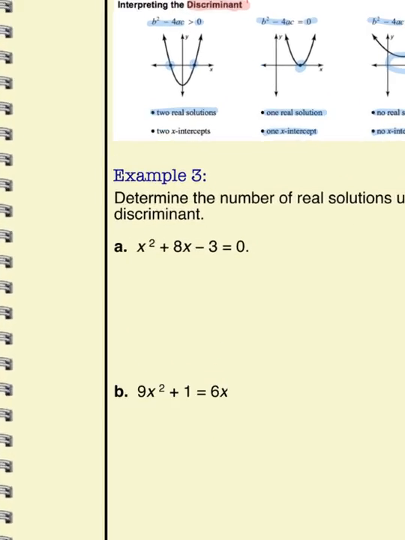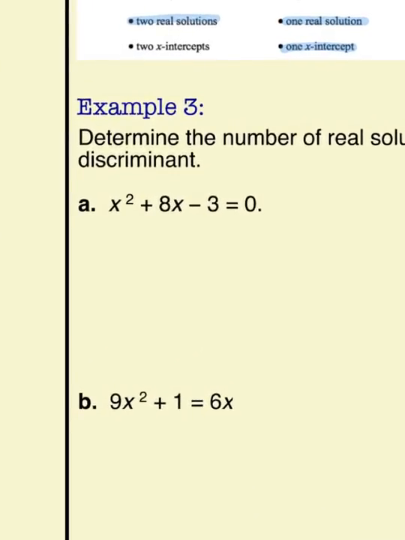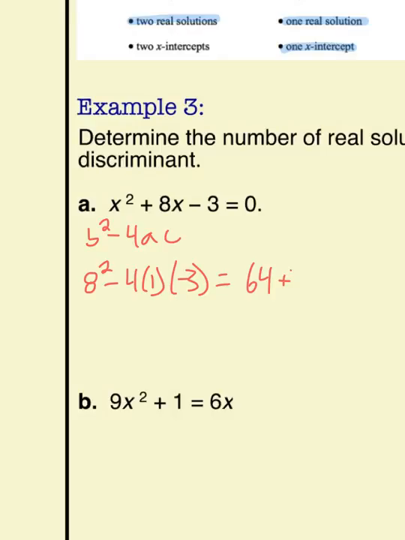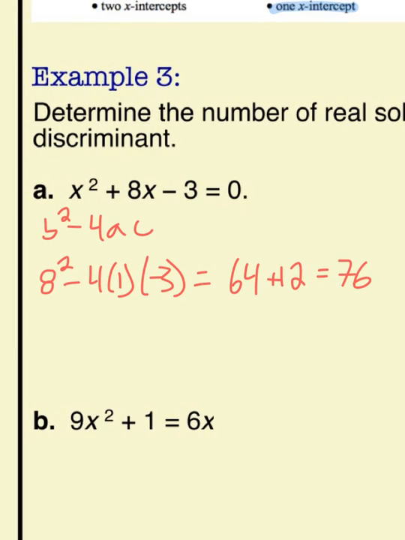Alright, so in this example, we are going to determine the number of solutions by using the discriminant. So the discriminant is just b squared minus 4ac. So we're going to plug in our numbers. B is 8, A is 1, and C is negative 3. 8 squared is 64. 4 times negative 3 is negative 12, so 64 minus negative 12 is plus, which is going to be 76. 76 is greater than 0. This is a positive number, so we're going to have two real solutions.